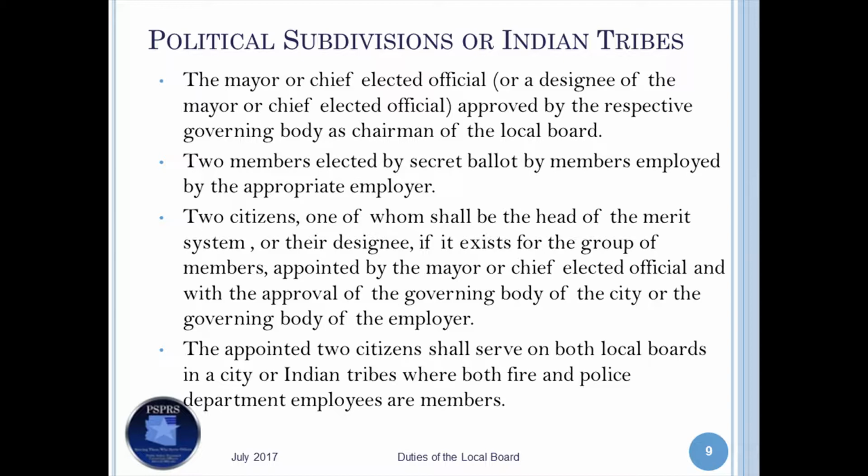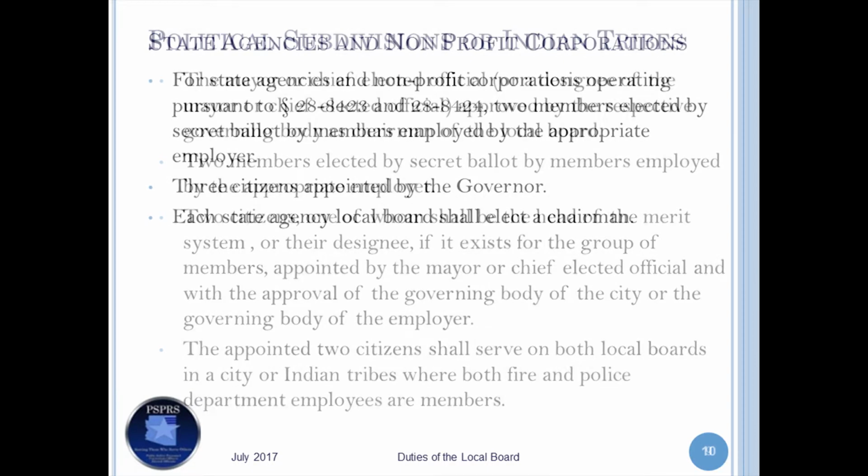Now in the corrections situation it's a little bit different, right? It's usually the governor who will appoint the individual who will be on the board, and then you decide who's going to be on the board as well as the chairman, and then you go through that process. But you always should have 2 elected officials, no matter what, from the membership. They have to be contributing members, active members, sitting on the board as well.